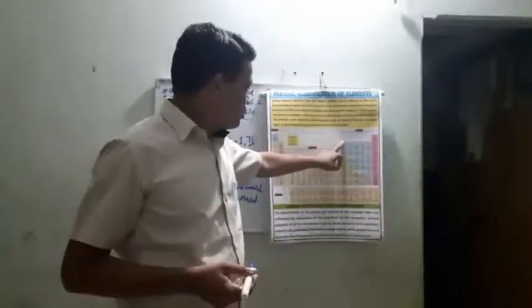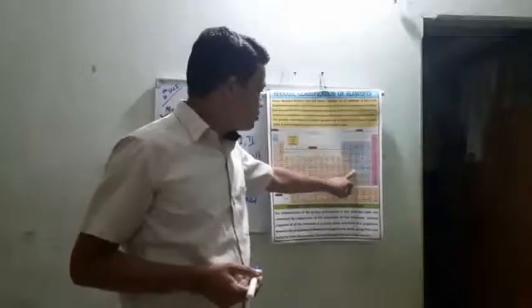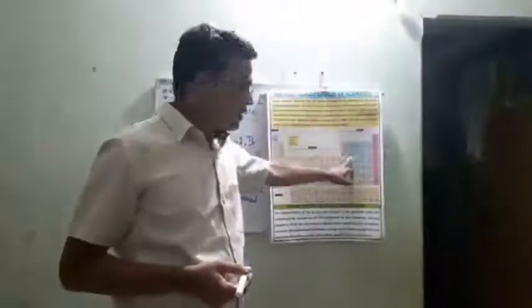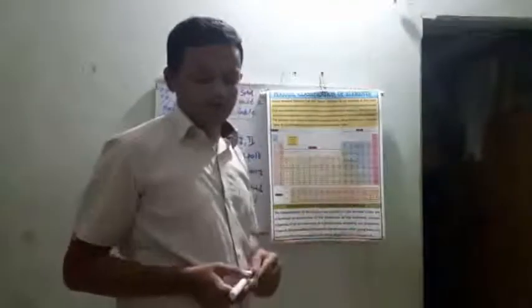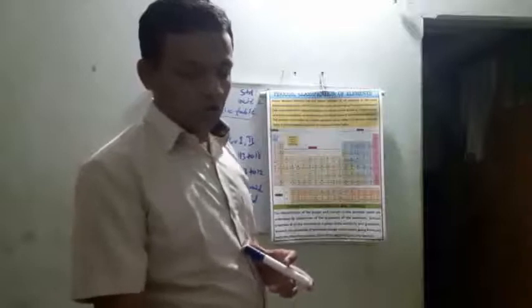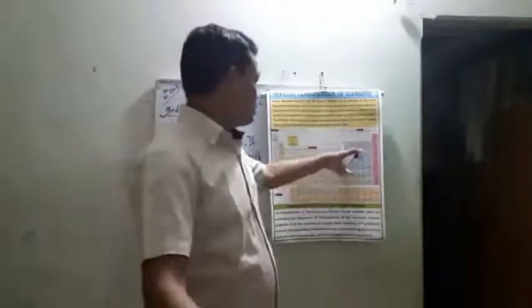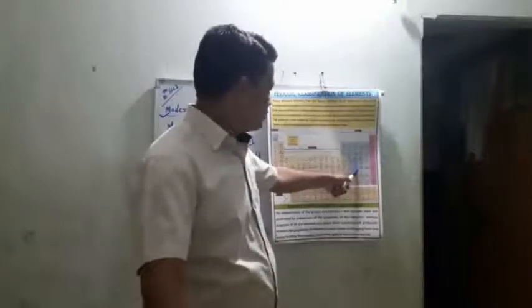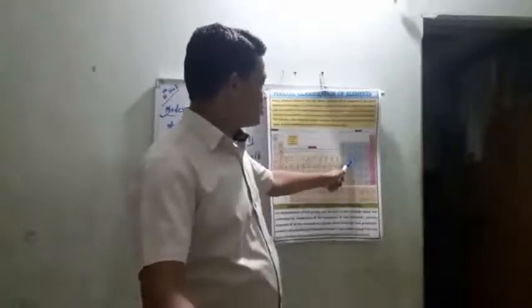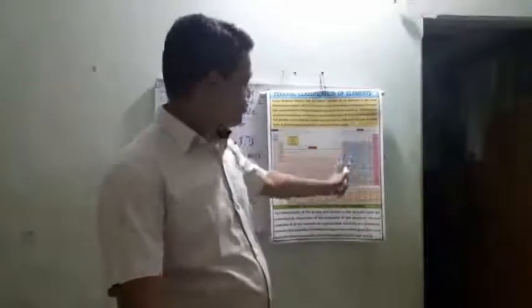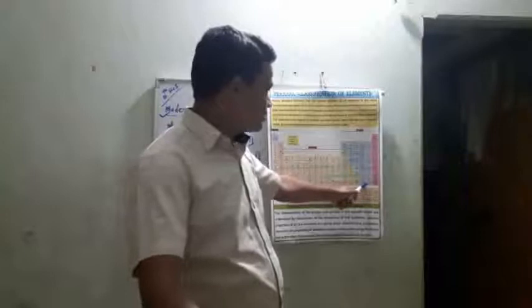Now you will observe that in this chart there is a zigzag row given. In your book you can observe that the zigzag line is given. That zigzag line which was seen in the P block of the periodic table, see this line. So what does this zigzag line indicate?